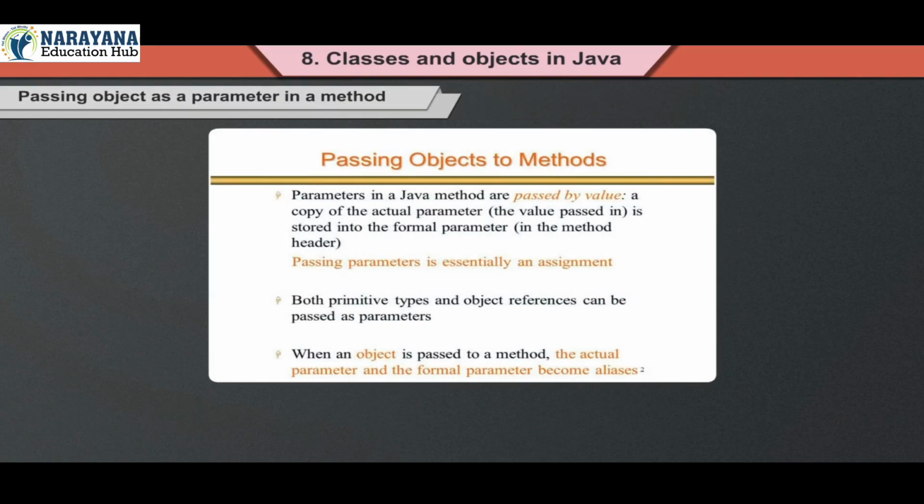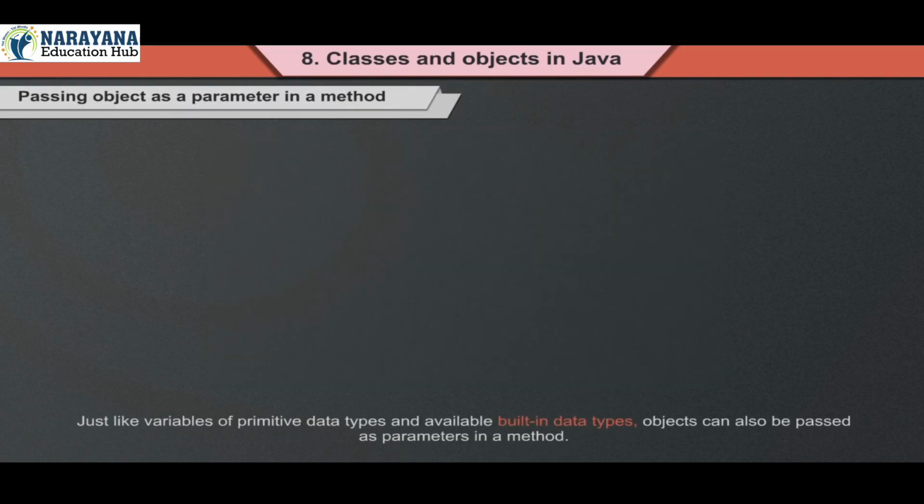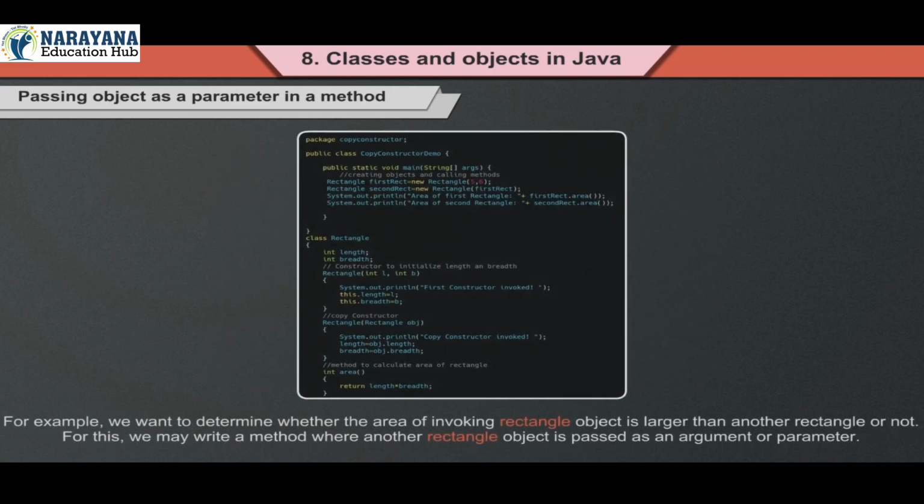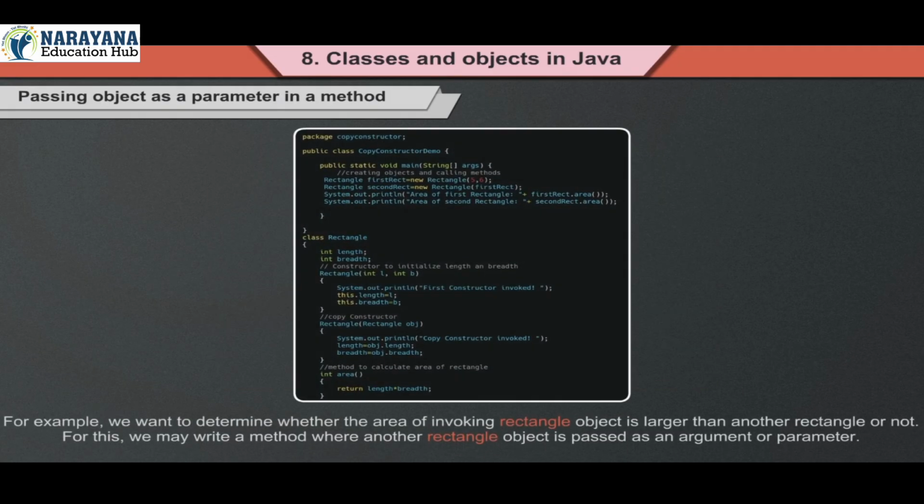Passing object as a parameter in a method. Just like variables of primitive data types and available built-in data types, objects can also be passed as parameters in a method. For example, we want to determine whether the area of invoking rectangle object is larger than another rectangle or not. For this, we may write a method where another rectangle object is passed as an argument or parameter.